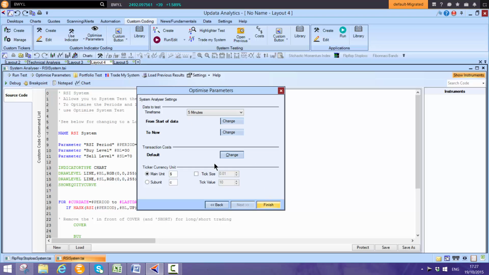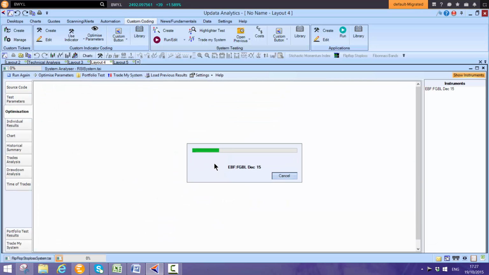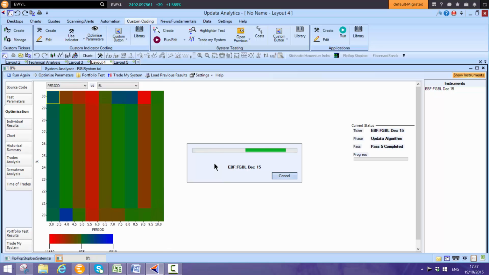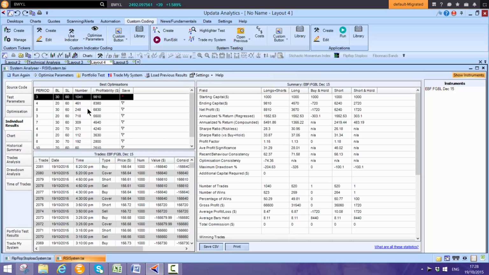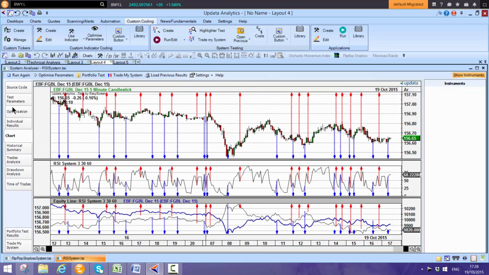Again, I can choose whichever data I want, but I'll do it on 5-minute data. Select that. I can set all my commission charges in there as well, so I can see the friction in this trading system. It's going to run a few passes. This is a quick optimization. It'll run through those passes and we'll get the results. And as that's running, we're already starting to see that the RSI is wanting to be down in this quite short period. Here are the individual trades, and then I can look at the chart itself.